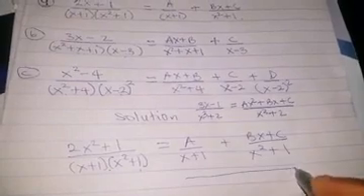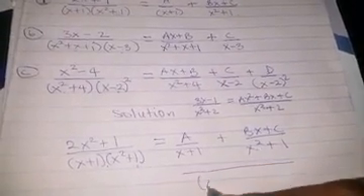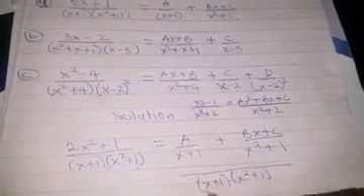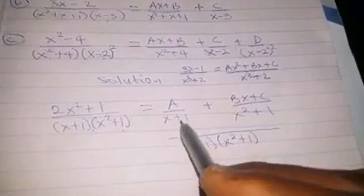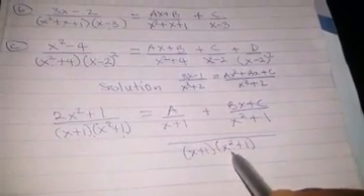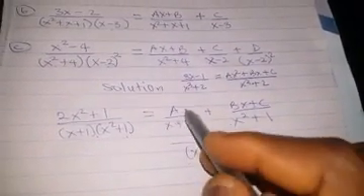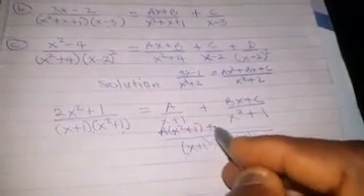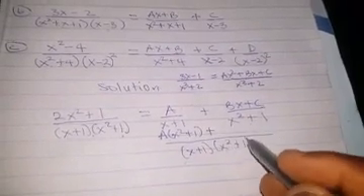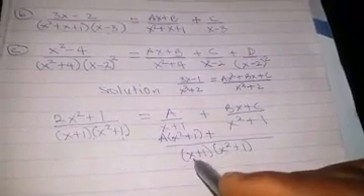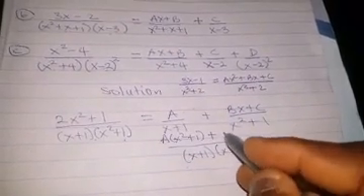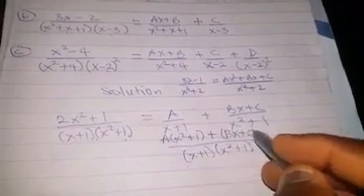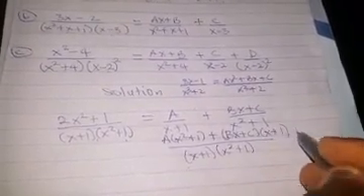We can decide to find the LCM of the denominators. Here we have x plus 1, and here we have x squared plus 1 at the denominator, the LCM of the denominators. Okay, x plus 1 cancels x plus 1 to leave x squared plus 1. So that times A will give us A into x squared plus 1. Then plus, this x squared plus 1 can cancel x squared plus 1, so I'm left with x plus 1. So x plus 1 times this will give me Bx plus C multiplied by x plus 1.